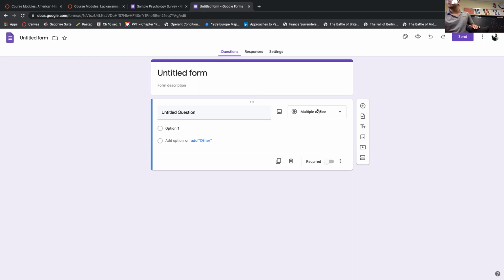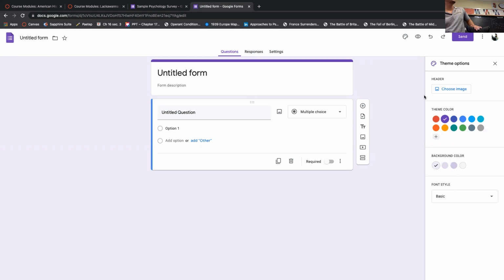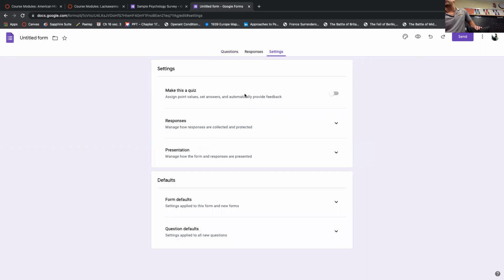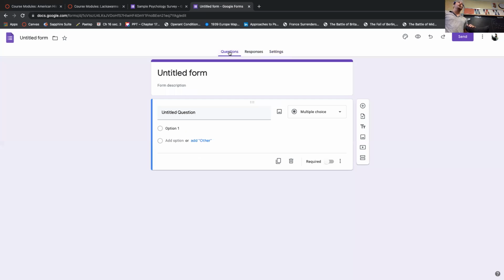You can decorate it too with this little customized theme. You can make it really whatever theme you'd like. You can choose an image for the top, make it real pretty. You can go to settings, set up the settings how you'd like. Obviously, I just try to make it not a quiz. Don't make it a quiz because then it will compile your data in a different fashion. But if you just make it into a survey, it'd be easy to do. All right, you guys good? Know what we're doing? So create a survey for tomorrow.